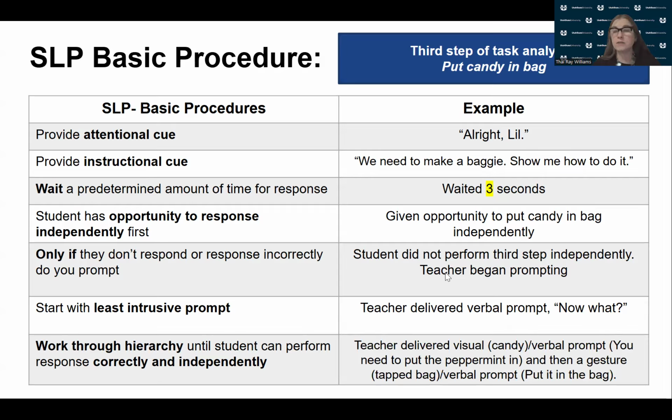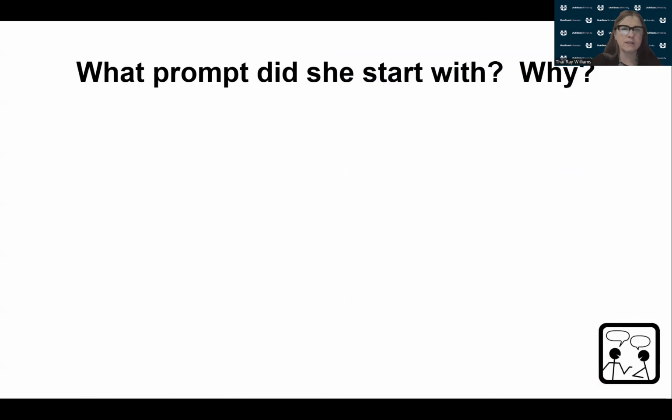She first delivered a visual prompt, which was the candy paired with a verbal prompt. She said, you need to put the peppermint in. And then she gave a gesture. So she tapped the bag with a verbal prompt and she said, put it in the bag. And so these are the steps that you were able to identify, hopefully, as you watch the video of Lil and her teacher using the system of least prompts for what appeared to be like a holiday activity.